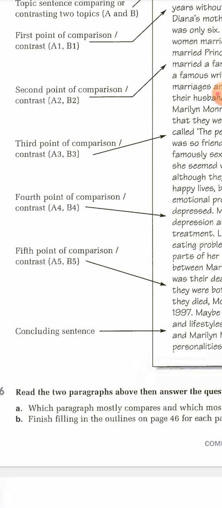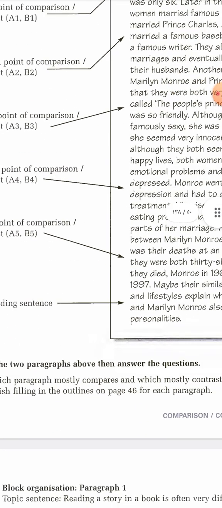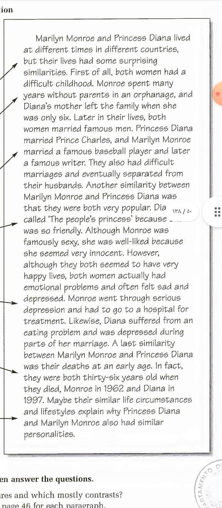Okay, so we have two types of comparison and contrast paragraph, which is either block organization or point by point organization. So when you read this paragraph again, you will see this very clear. It's about the first topic, the two topics, and then the first point, the second point. The first point you compare and contrast. The second point you compare A and B and contrast. The third point, the fourth point, and the fifth point, and finally the conclusion. This will be very clear.